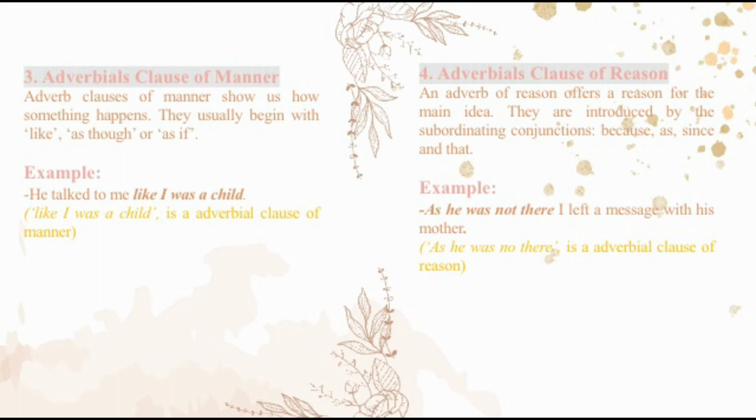And then number 4 is adverbial clause of reason. An adverbial clause of reason offers a reason for the main idea. They are introduced by the subordinating conjunctions because, as, since, and that. For example, as he was not there, I left a message with his mother. "As he was not there" is the adverbial clause of reason.